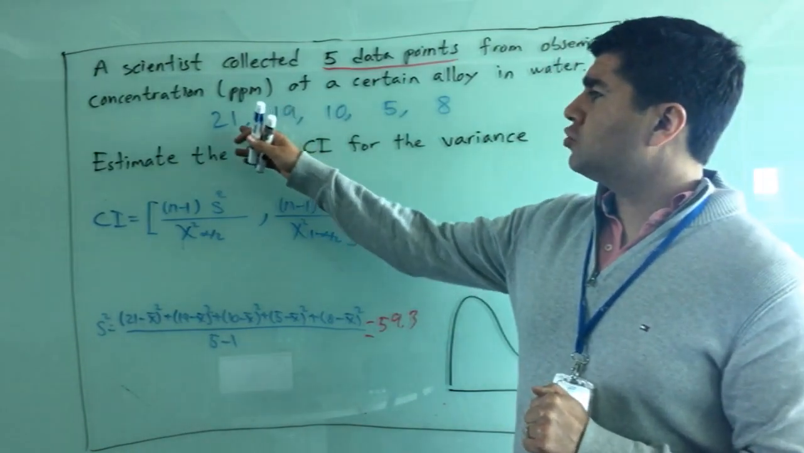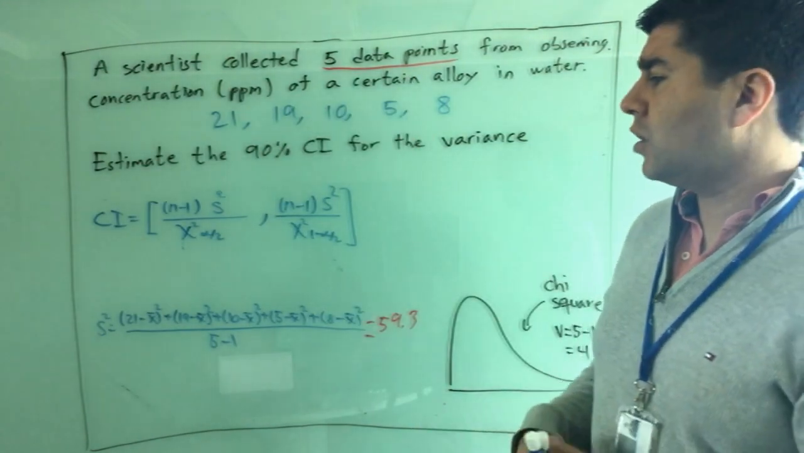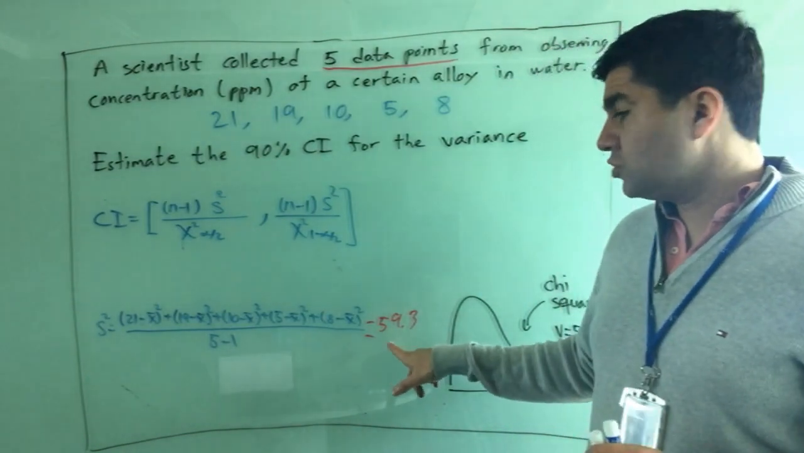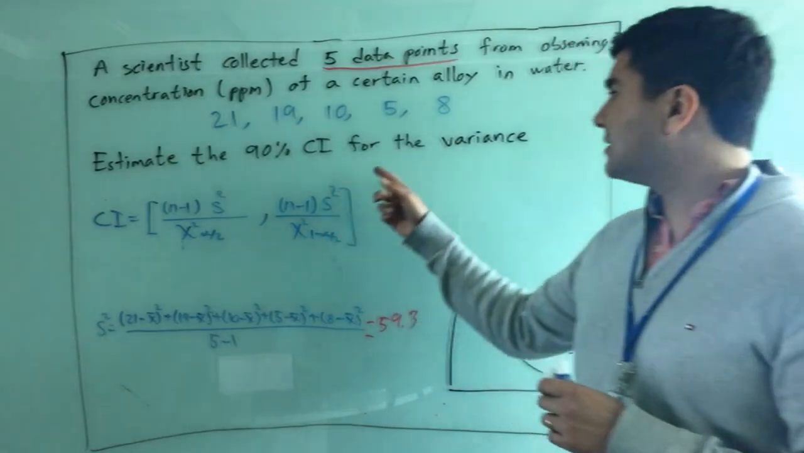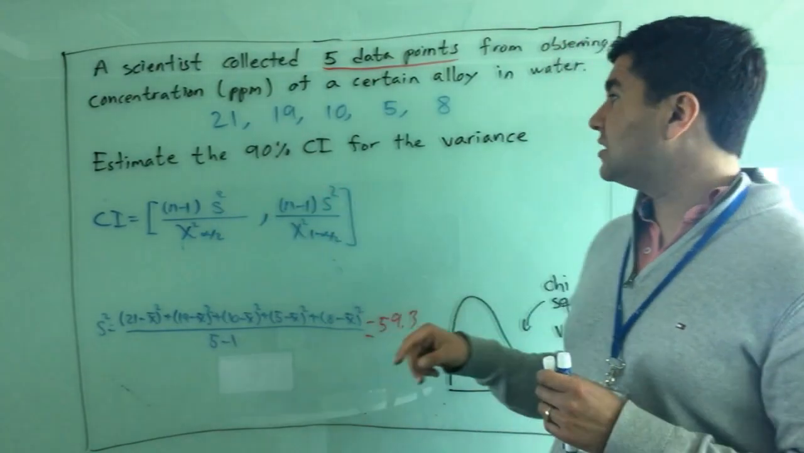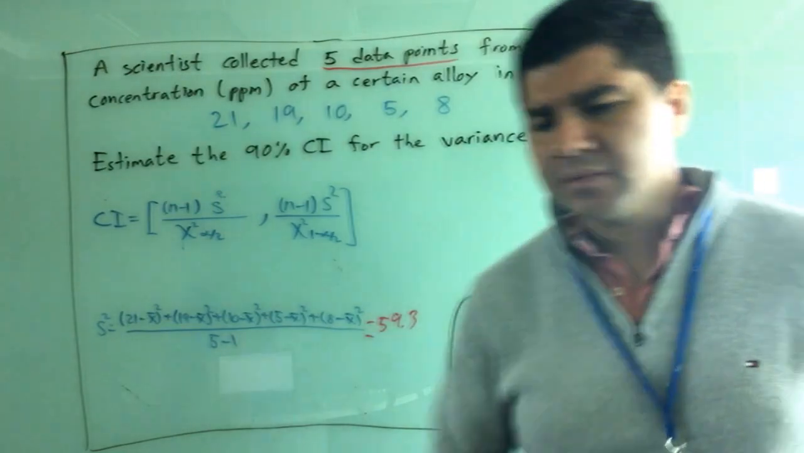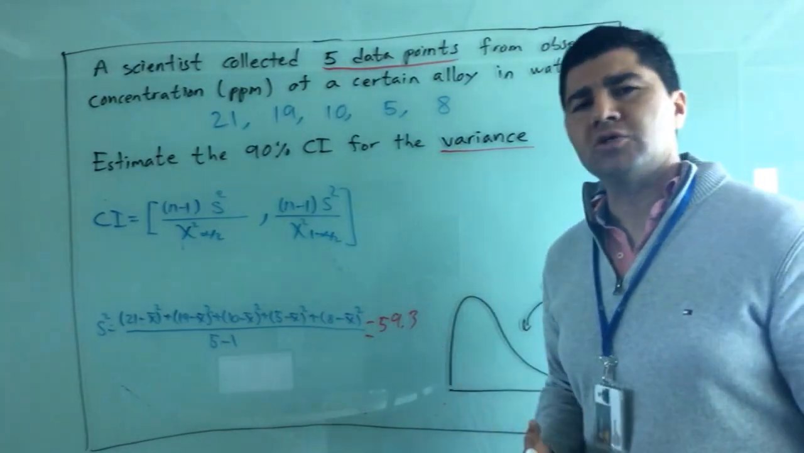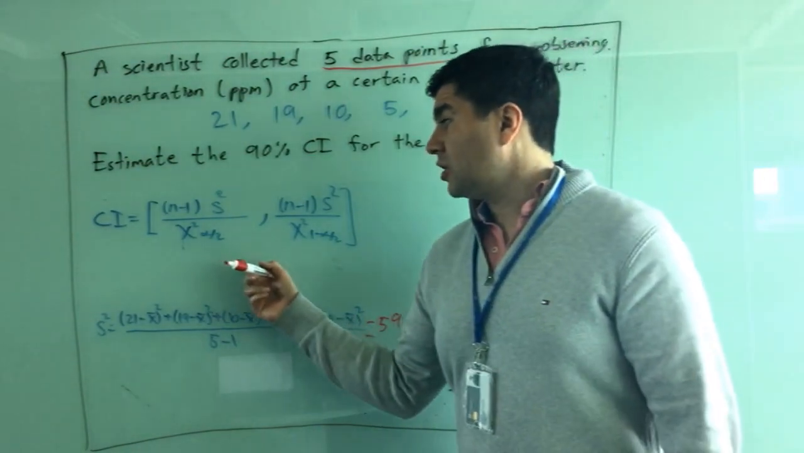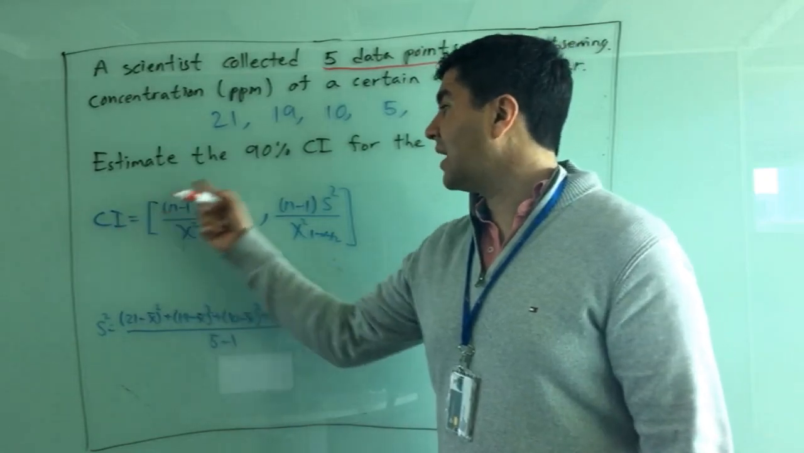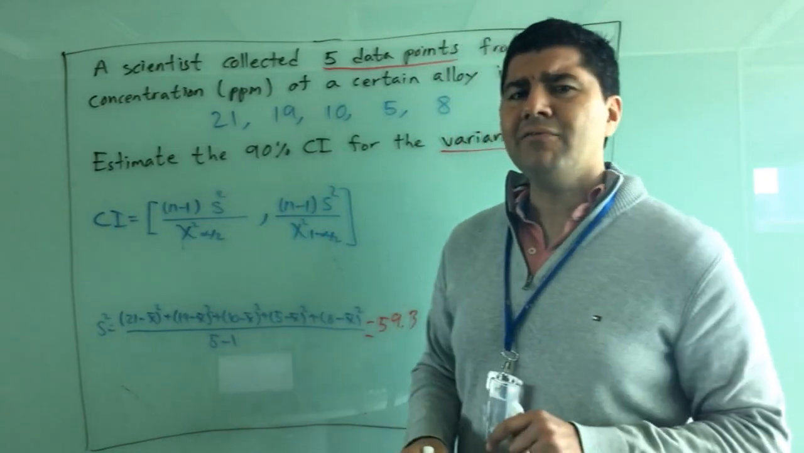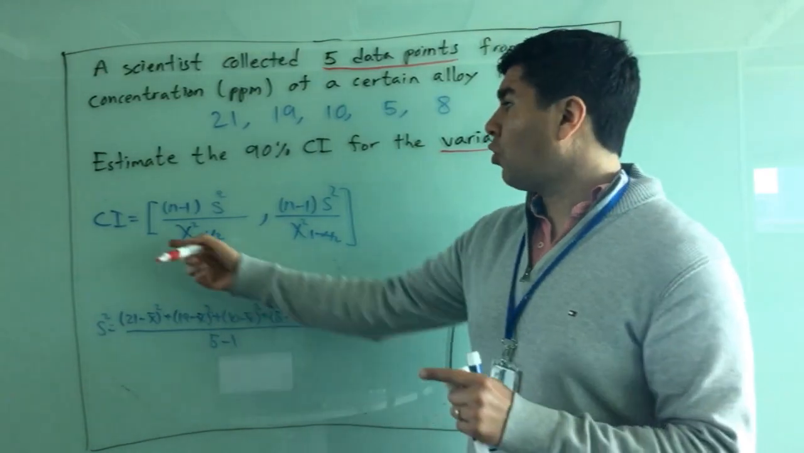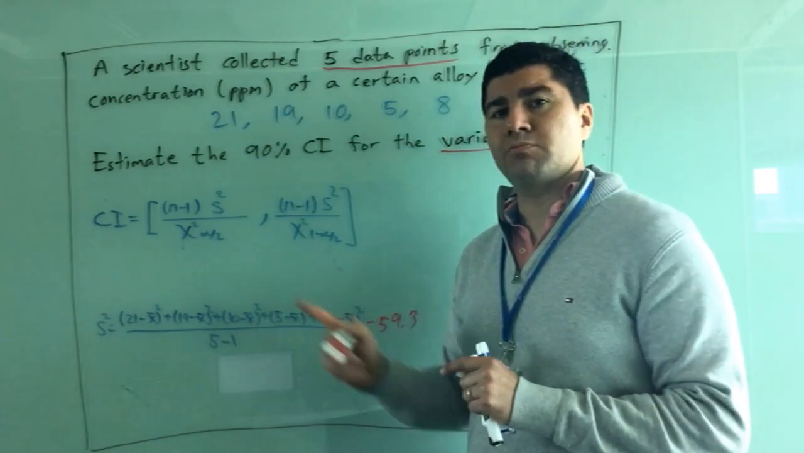We have the same data points 21, 19, 10, 5, and 8, from which we already know that the variance is 59.3. So we're going to use this value of 59.3 to analyze, in this case, a 90% confidence interval for the variance. When analyzing this variance, you need to notice that now the formula is going to be different. Please search in your formula list for this expression. Probably this is slightly different in your formula list, but the result, whether it's expressed with inequalities or just as an interval, is going to be this expression.